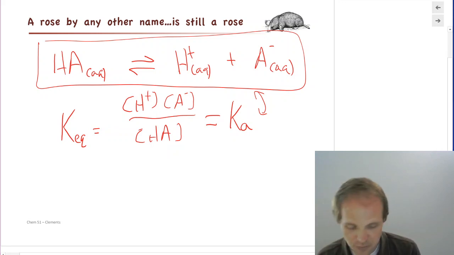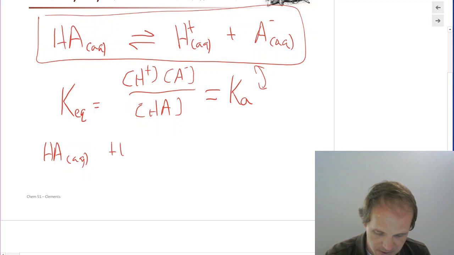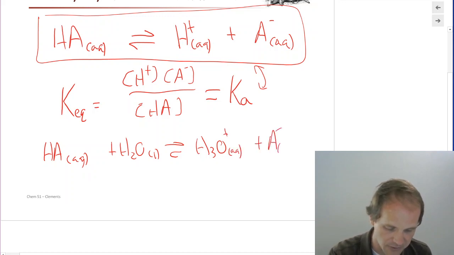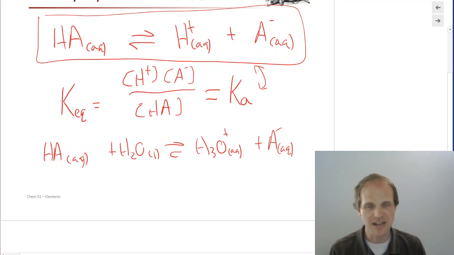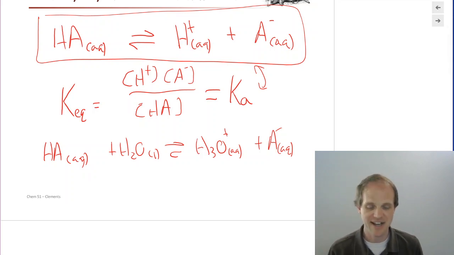Now, if we really want to be fancy, we can write HA reacting with water to form H3O plus. We've talked about hydronium ion. It was all the rage when I was taking chemistry, but it's kind of fallen out of favor a little bit now just because it's harder to write than H plus. But you know, it's a more accurate representation. If you've got a positive proton in there, it's not going to be all by itself. It's going to be surrounded by water molecules. So that's why people use the hydronium.